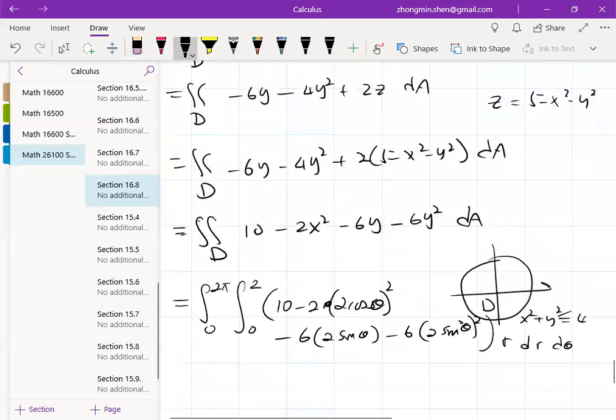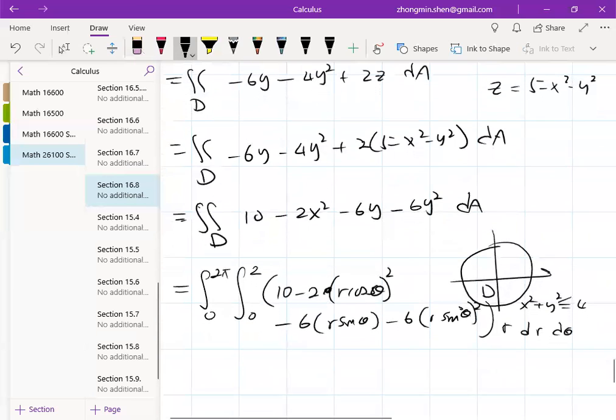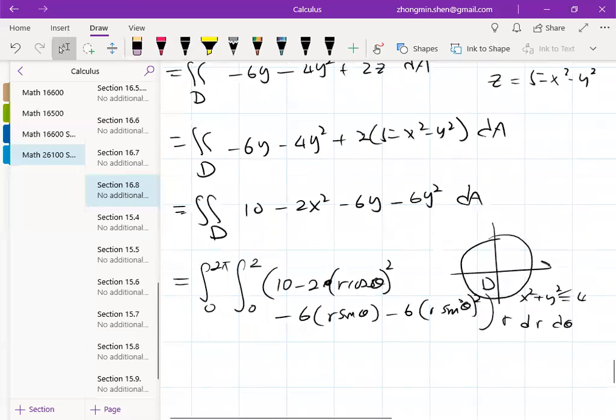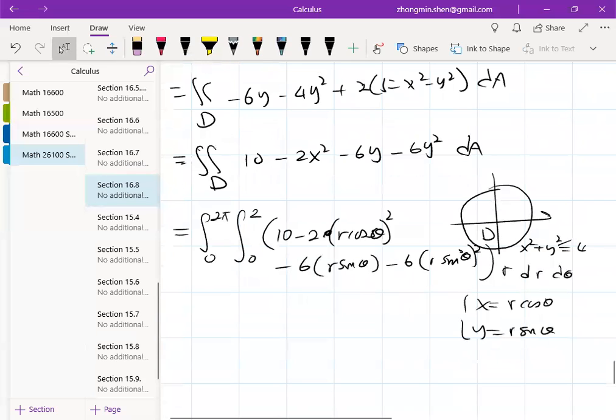Hold on. This is not just 2. This is r in the place of 2. There's r here. It's not on the boundary. It's inside. R is between 0 and 2. Okay, in polar coordinates, x equals r cosine theta, y equals r sine theta. So you plug into the formula, and then you evaluate this integral. It's not trivial.